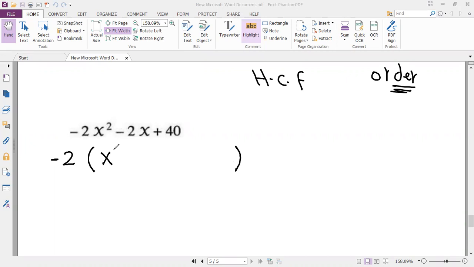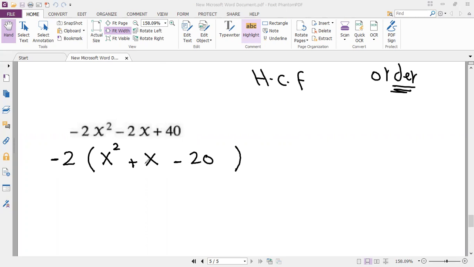Okay, so right here, x raised to the power of 2. And the next one, negative 2x divided by negative 2. Negative divided by negative is positive. And 2x divided by 2 is x here. And 40 divided by negative 2, positive divided by negative is negative, and 40 divided by 2 is 20. So I took negative 2 as a highest common factor.